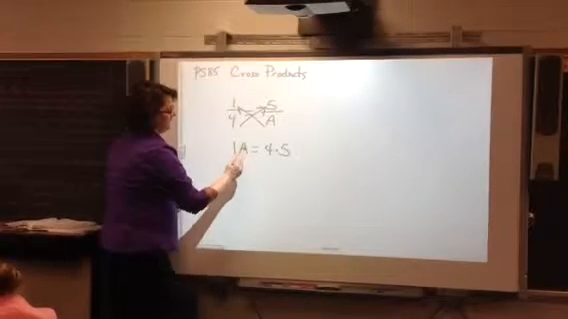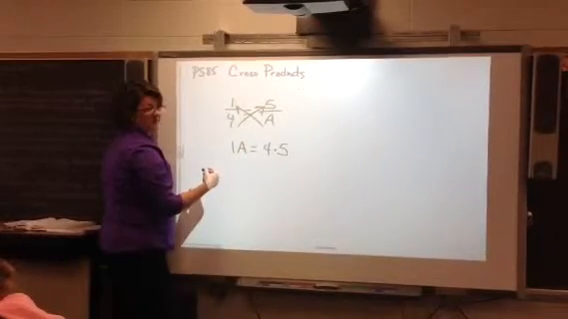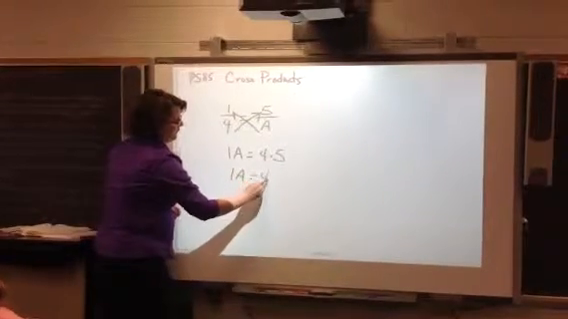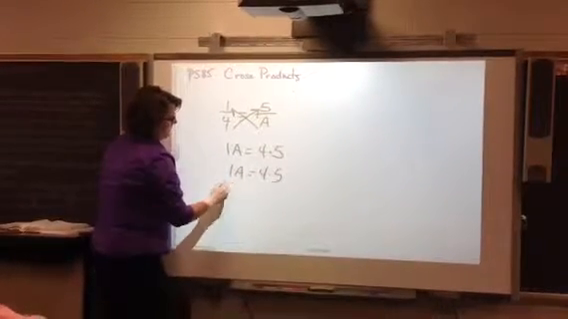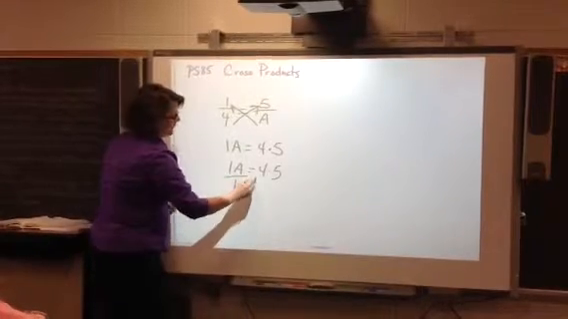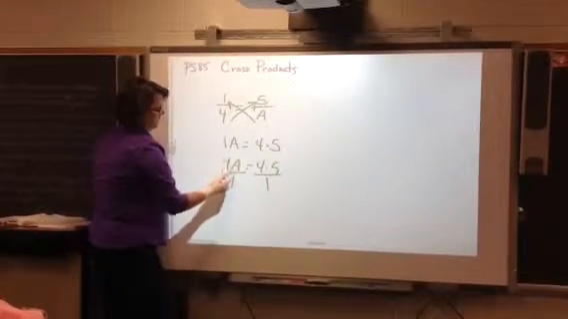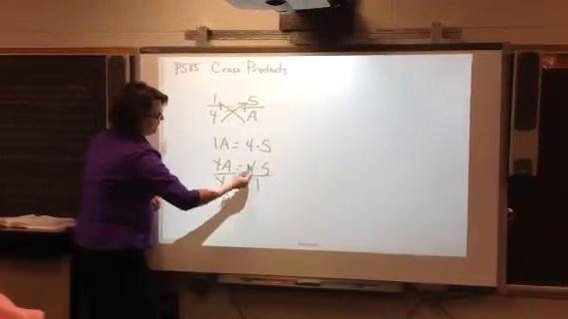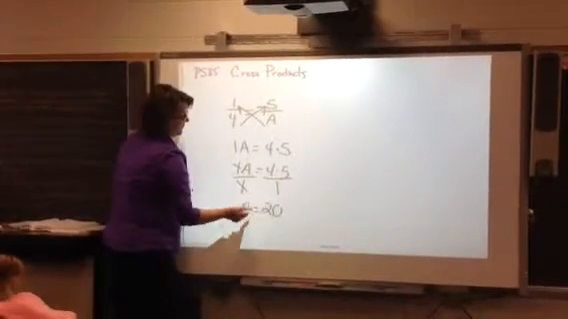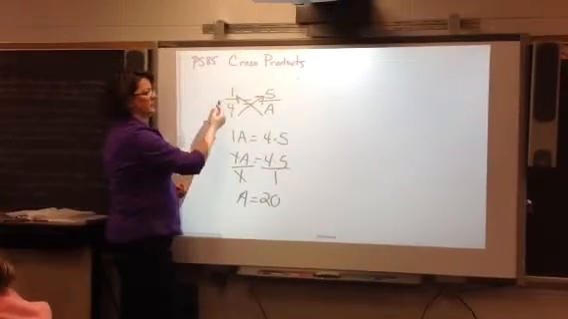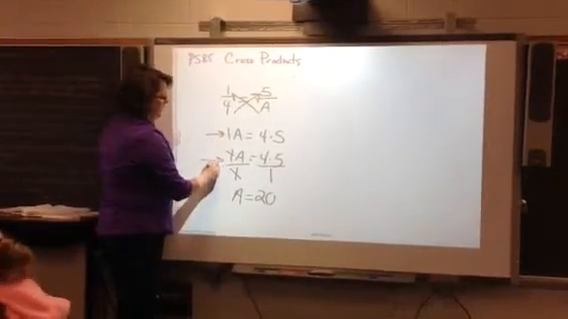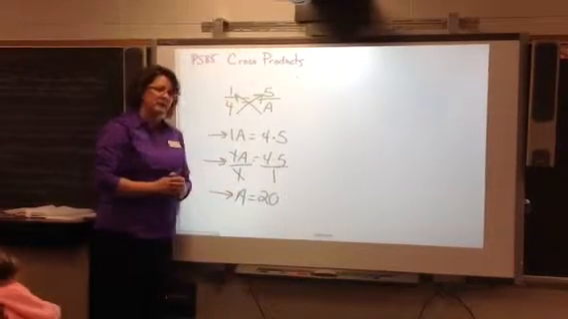You want to isolate the a, so I guess I picked a bad one since it's a 1, but this is how you would do it. 1a equals 4 times 5. Divide both sides by 1 to get rid of them. Those are essentially gone. a is equal to 4 times 5, which is 20. So I wasn't thinking when I picked 1, I should have used a 2 or something else. But again, I'm still seeing these 3 steps.